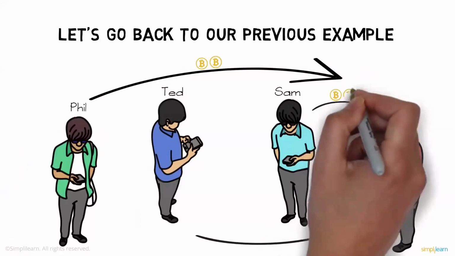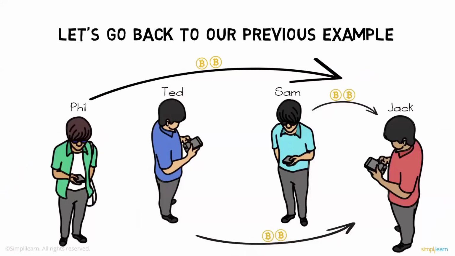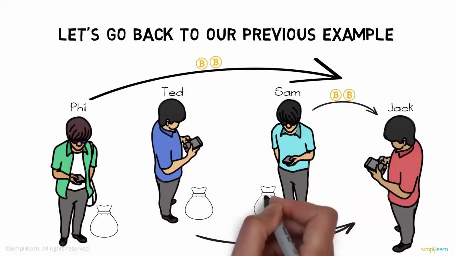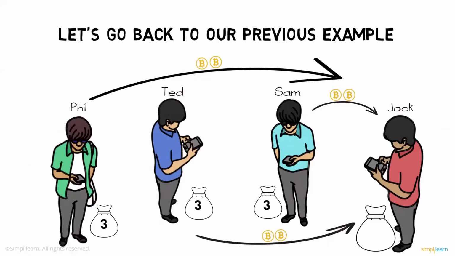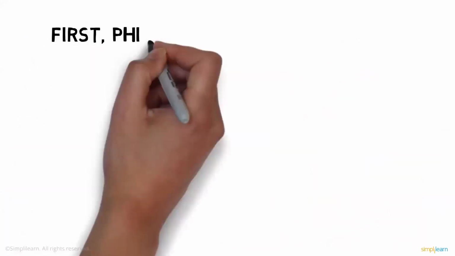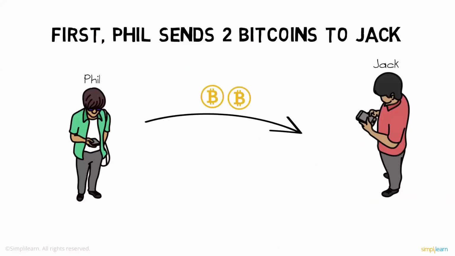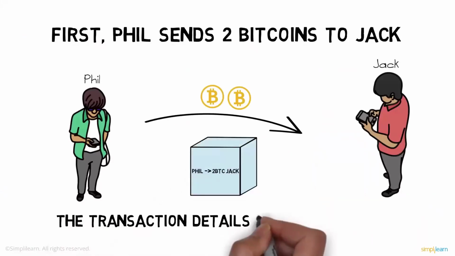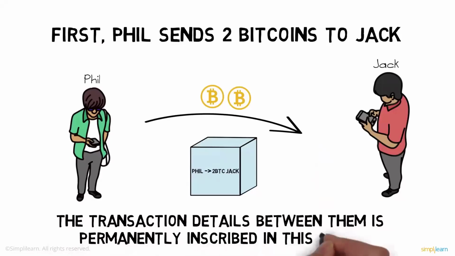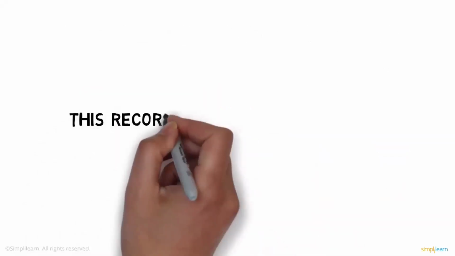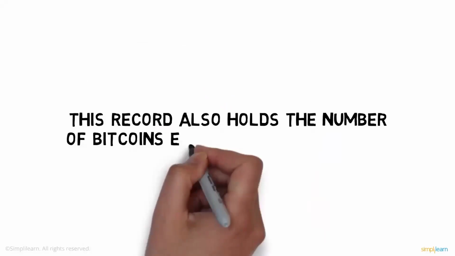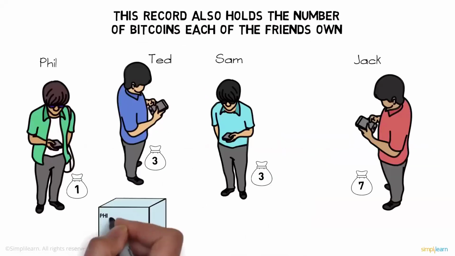Now, let's go back to our previous example and have Phil, Ted, and Sam send Jack 2 Bitcoins each as their contribution to the previous night's dinner. Let's assume Phil, Ted, and Sam have 3 Bitcoins in reserve, while Jack has 5. First, Phil sends 2 Bitcoins to Jack. A record is created in the form of a block. The transaction details between them are permanently inscribed in this block. This record also holds the number of Bitcoins each of the friends own. So, after Phil's transaction, Jack has 7 Bitcoins, while Phil has 1.